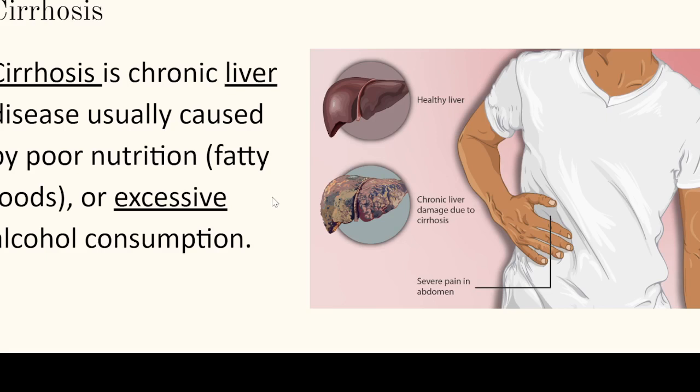All right, cirrhosis, funny spelled word there, is chronic liver disease, usually caused by poor nutrition, like eating too many fatty foods, or excessive alcohol consumption. We talked about this the other day. If you have a bad liver, a lot of times it's from alcohol. The liver is trying to filter out all of the poison from the alcohol, and it just gets overworked. So cirrhosis is the actual name for it. Healthy liver here, chronic liver damage due to cirrhosis, often accompanied with abdominal pain.